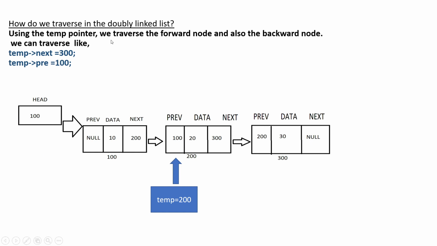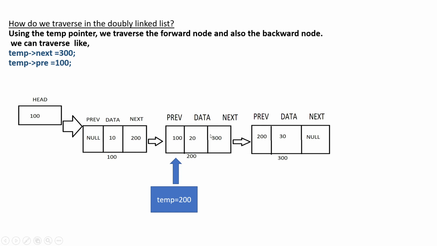Now, in order to traverse in the doubly linked list, we can take a temp pointer. So what is a temp pointer? A temp pointer is used to store the address of a node. For example, in this diagram, we are storing the address of the second node, that is 200, in the temp pointer. So in this case, the temp is pointing towards the second node of the list. With the help of the temp pointer, we can traverse forward in the list, and we can even go backward in the list.